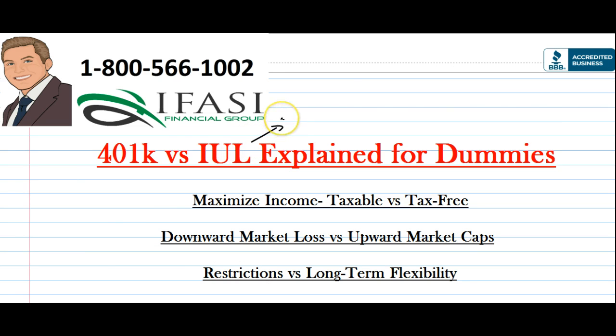And an IUL is a type of life insurance plan that someone could leverage the cash value inside of to make sure that they could receive tax-free growth on their money, tax-free income on their money, and then also leave a tax-free death benefit on the back end.